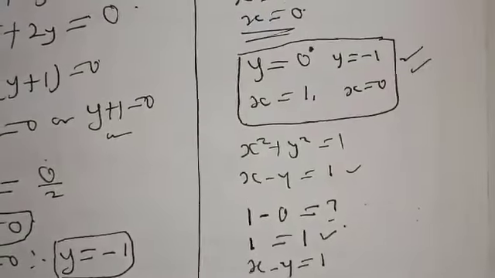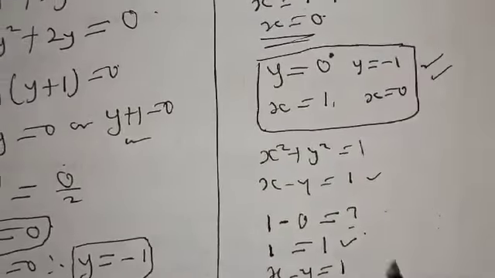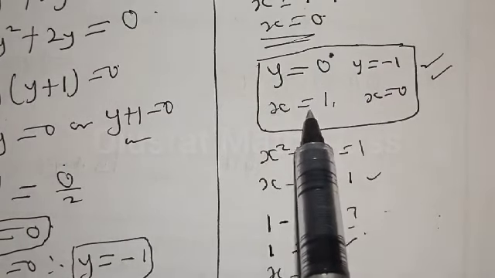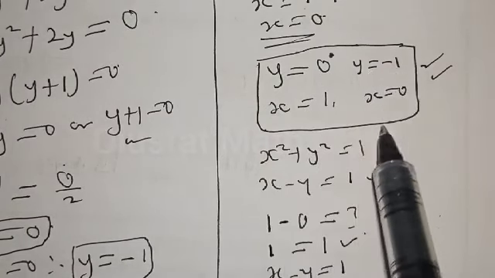So our corresponding values of x and y are y is equal to 0, x is equal to 1, and y is equal to minus 1, x is equal to 0.